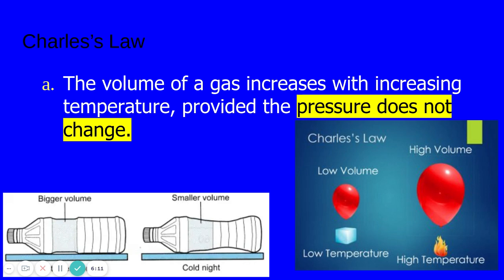Okay? And I can do the reverse, where if I take a balloon and I cool it off, the gas particles move slower. And therefore, because the balloon is flexible, it shrinks down, the volume decreases, and the pressure stays the same. This is an example of Charles' law.